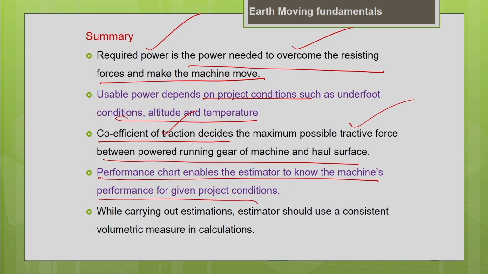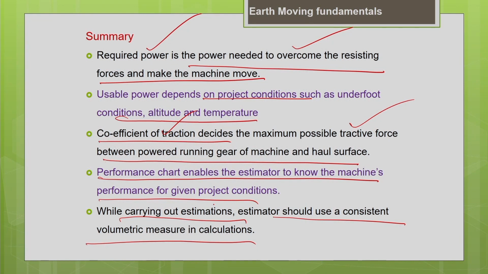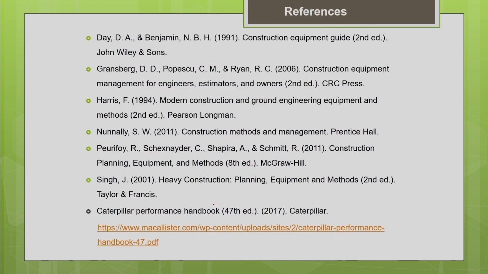As I told you, when you do the estimations of your productivity and the volumetric estimations, the estimator should use a consistent volumetric measure in the calculation. There are different ways to express the volume: loose cubic meter, bank cubic meter, or compacted cubic meter. Whichever measure you use, you have to use it consistently throughout your calculations. You can make use of the swell factors and shrinkage factors of the particular soil type to get the corresponding values. You can use them for the conversions, which will facilitate the estimations. These are the references which I have used for this lecture.